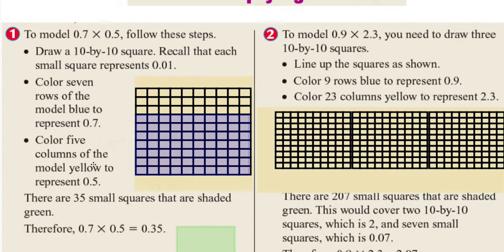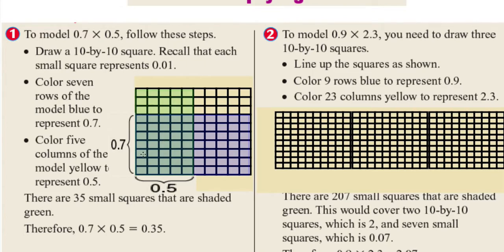Color 5 columns of the model green to represent 0.5. 1, 2, 3, 4, 5 out of 10. If you notice, when I put the two colors in, the two colors overlap. This one is first 0.7, we know that, and this is 0.5.